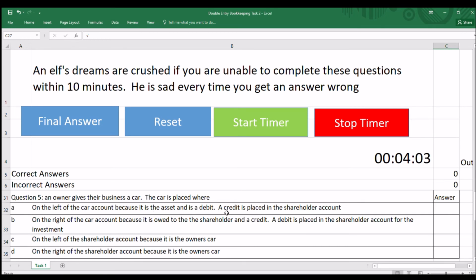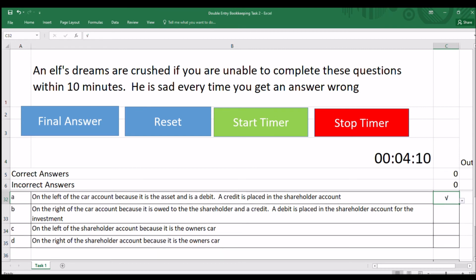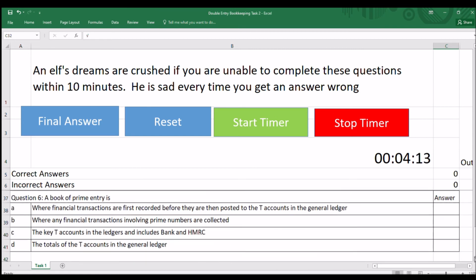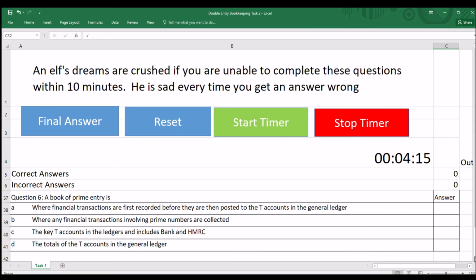The credit is going to be placed in the shareholder account. So the answer would be A. The credit in the shareholder account would go on the right hand side, even though it's not asked in this question. And last question. A book of prime entry is where financial transactions are first recorded, so they're collected in this book of prime entry, and then they're posted to the general ledger and any subsidiary ledgers.